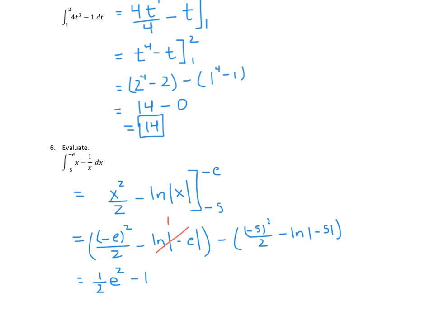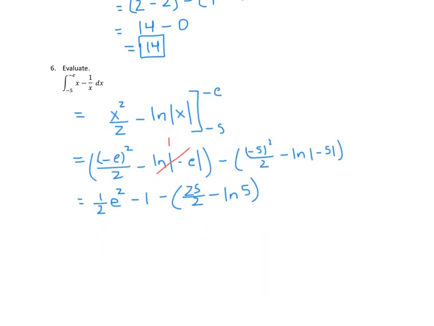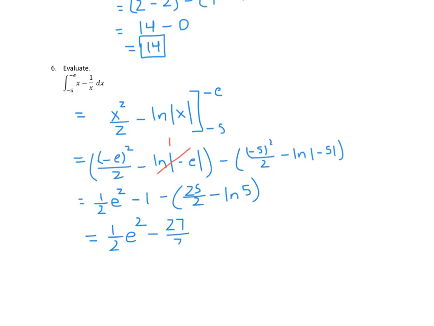So minus 1, and then we're going to have minus, when we have -5 squared, that is 25 over 2. So we're going to have 25 over 2 minus the natural log of the absolute value of -5, so it's going to become +5. Alright, and then when we simplify this, we're going to have 1/2 e squared, a -1, and a minus 25 over 2 is going to be a minus 27 over 2, plus, because we have a minus and a minus, so plus natural log of 5. And there we have our simplified answer for this definite integral.